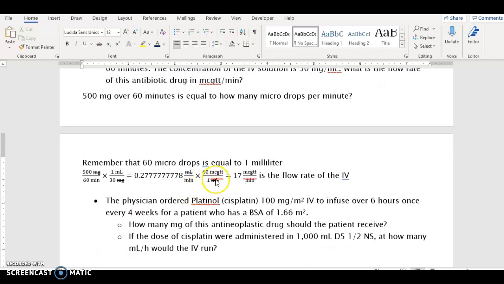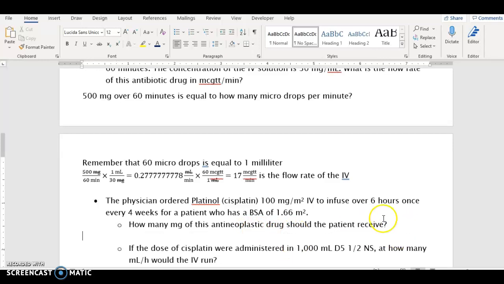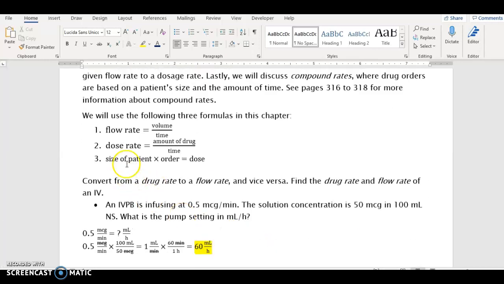The next example says the physician ordered Platinol, 100 milligrams per meter squared, IV, to infuse over 6 hours, once every 4 weeks, for a patient whose BSA, body surface area, is 1.66 meters squared. The question has two parts, and the first part asks how many milligrams of this anti-neoplastic drug the patient should receive. The first part is an application of this formula, which says that the size of the patient multiplied by the rate given in the order is equal to the dose.